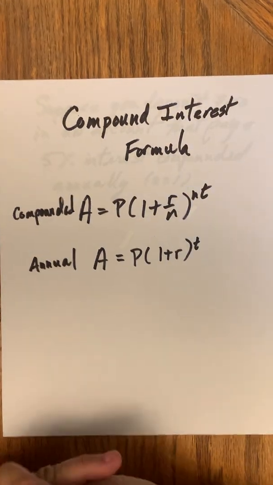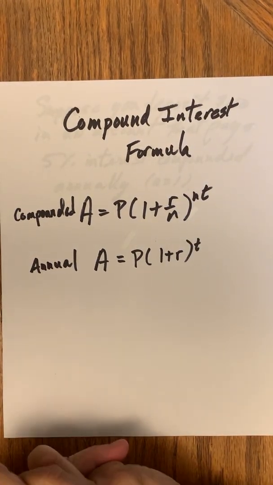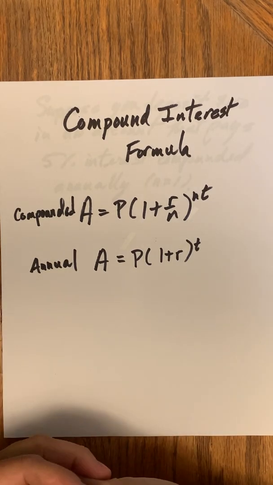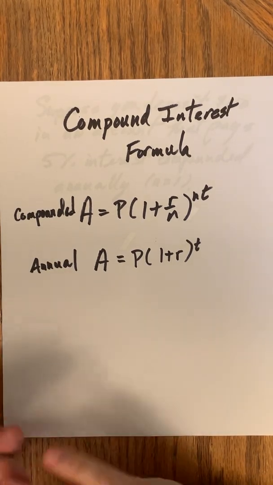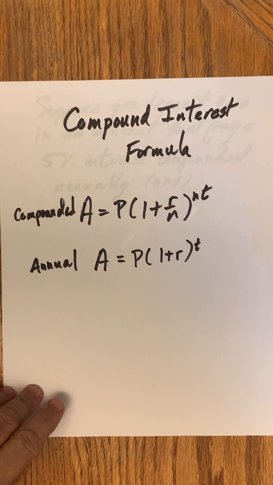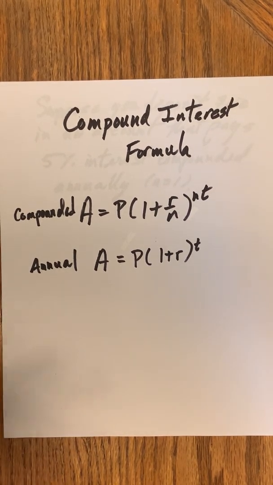Hello. So in this video, I'm going to look at the compound interest formula itself. Not so much how to use it, because there are so many videos on that, but how did this formula arise? Like, why does it have the form or structure that it has?